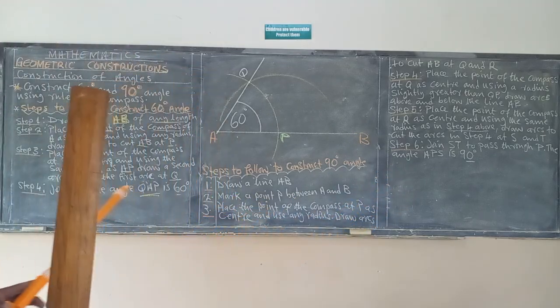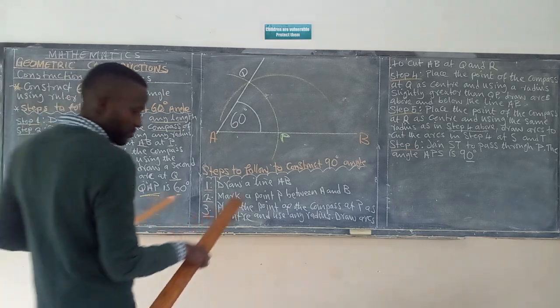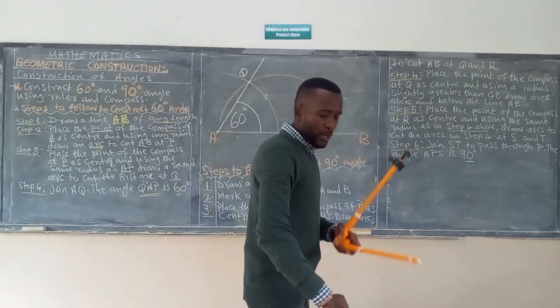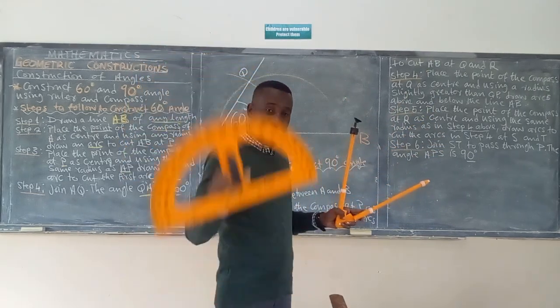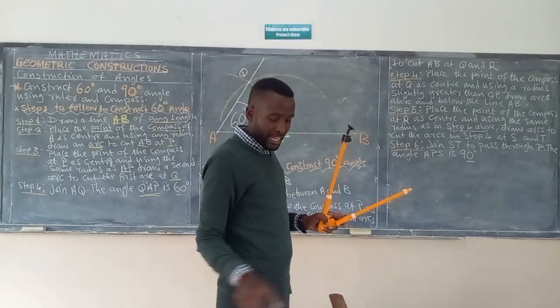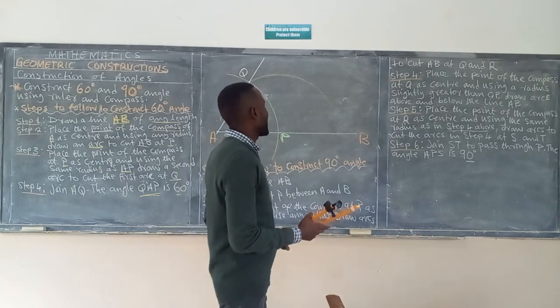Okay, so now let us look at the next part, which is how we can construct a 90 degrees angle. A 90 degrees angle is constructed the same as a 60 degrees angle, but there will be something different. Let's see. We also need the compass. We need a protractor, but we will see where this will work, and we need a ruler. So let's see what they are telling us.